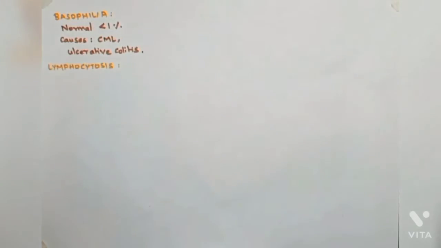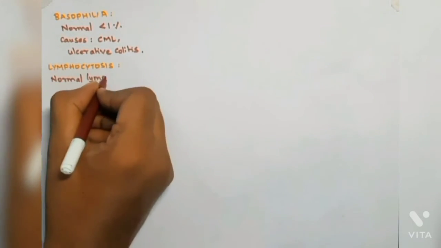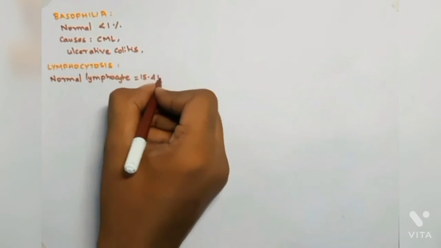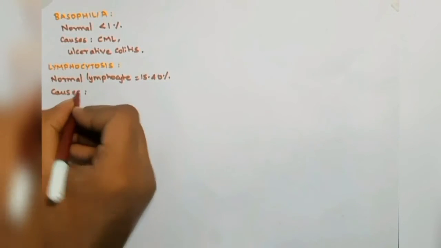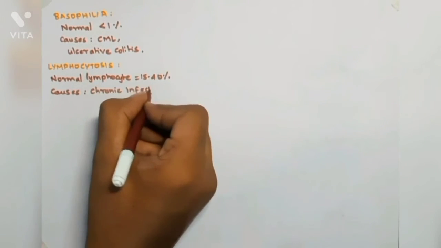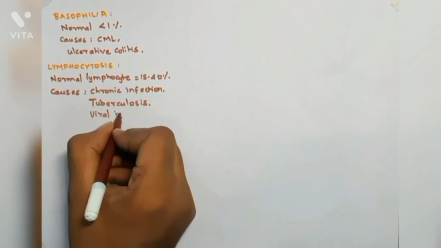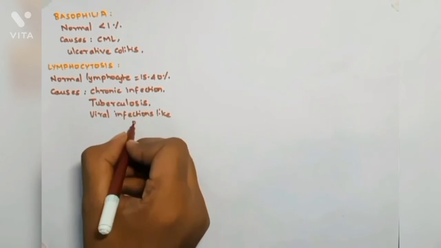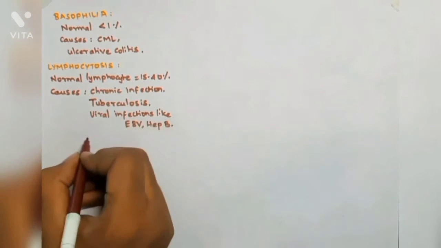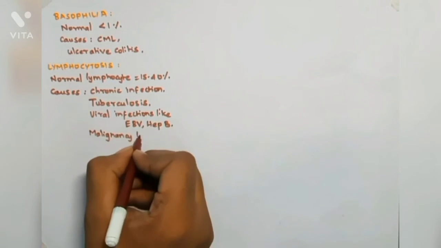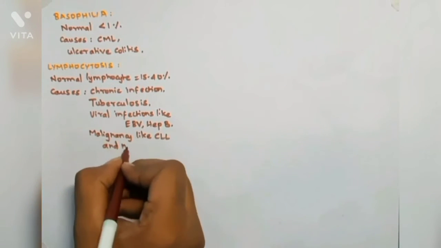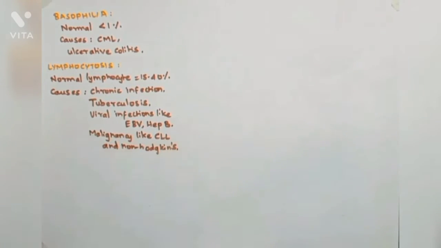Lymphocytosis. Normal lymphocyte is 15 to 40%. Causes: chronic infection, tuberculosis, viral infection like EBV and Hep B, malignancy like CLL and non-Hodgkin's.